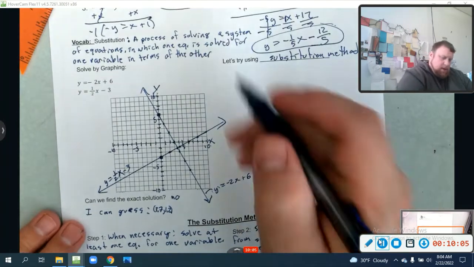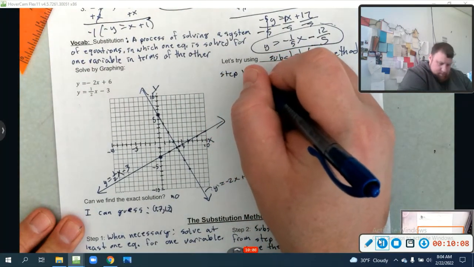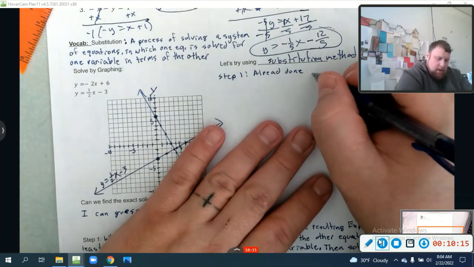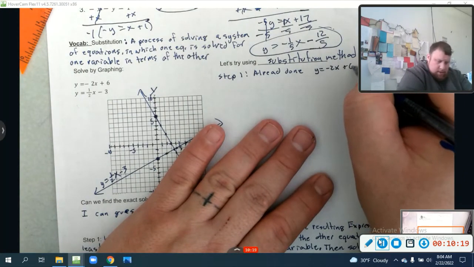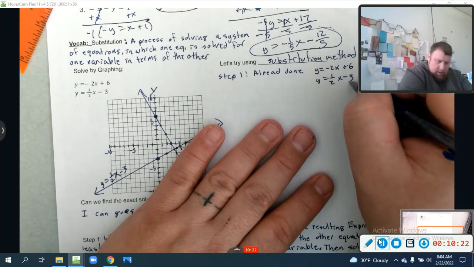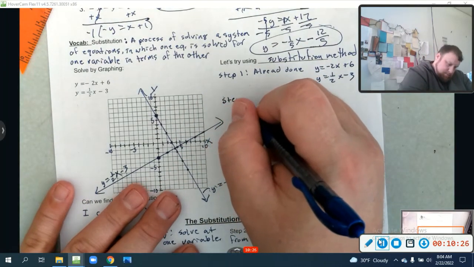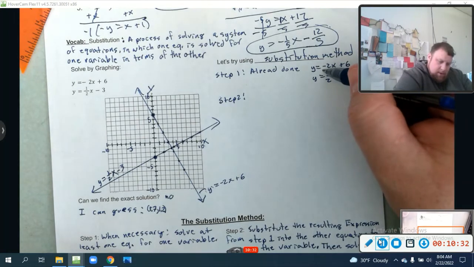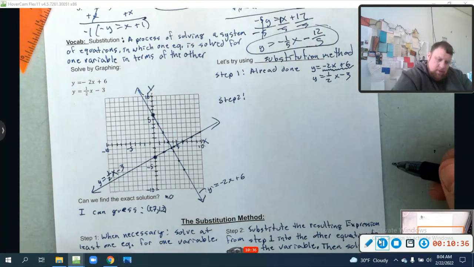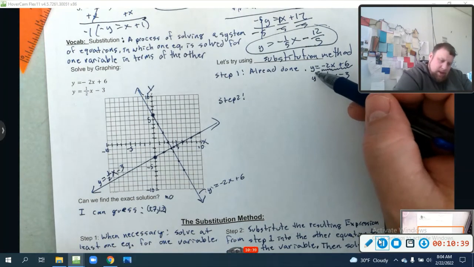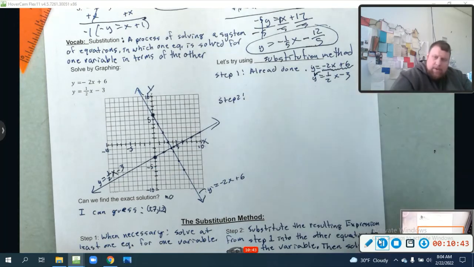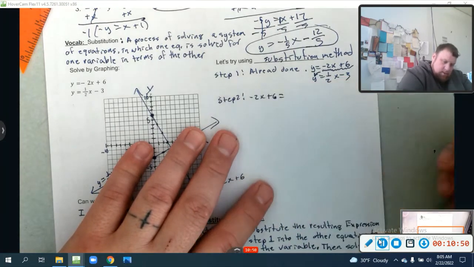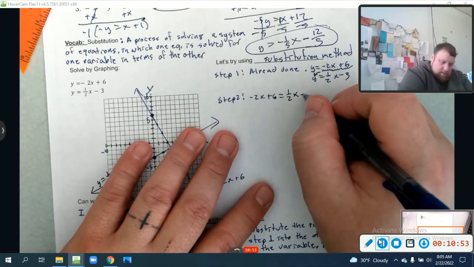I'm going to go up here. Again, step 1 is already done, because we have y equals negative 2x plus 6 and y equals 1/2 x minus 3. Step 2 says to substitute the resulting expression from step 1. So I'm going to substitute negative 2x plus 6, which I know equals y, in for this y down here, because we want to know when these y's are the same. So I end up with negative 2x plus 6 equals 1/2 x minus 3.